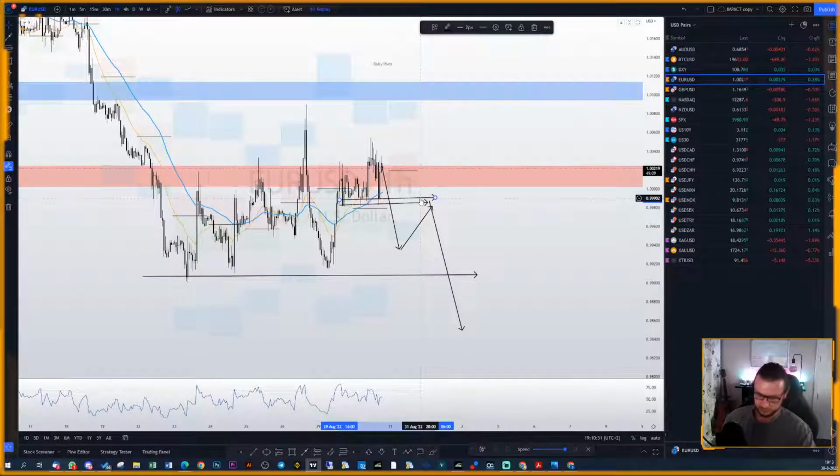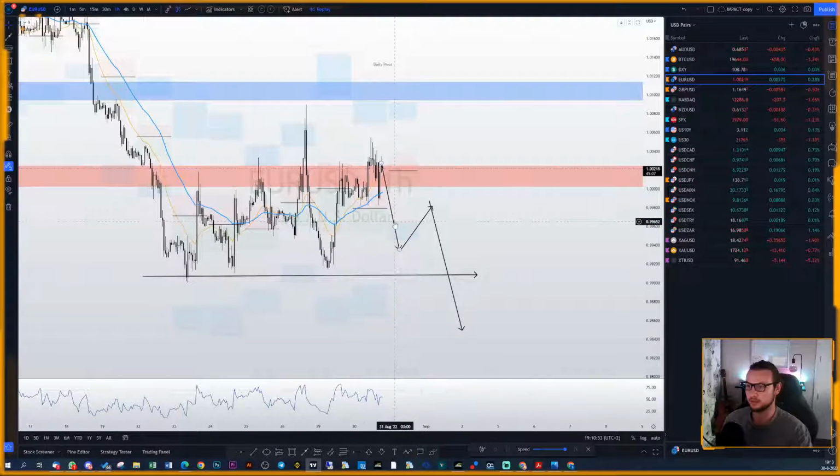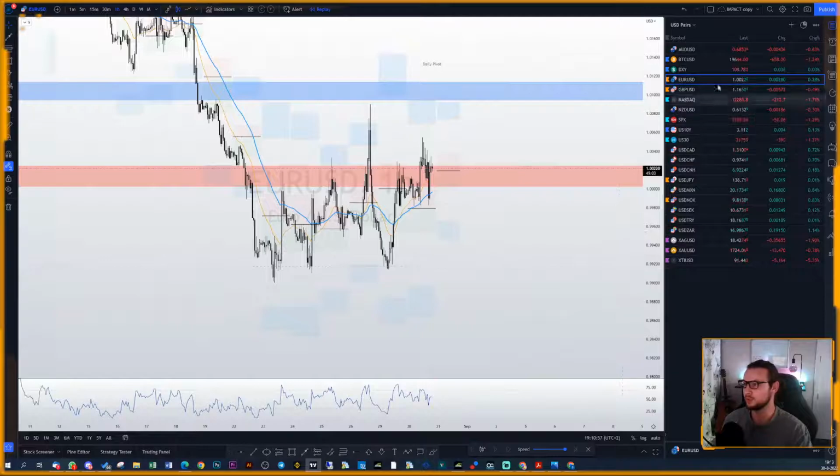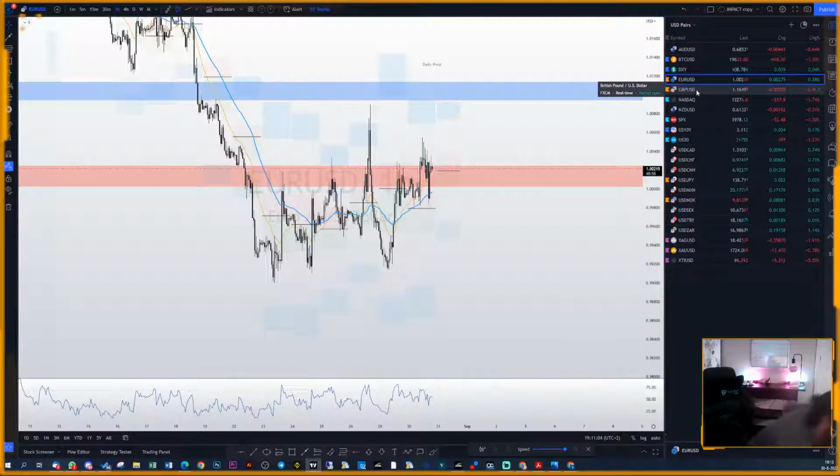Okay, so I'm gonna delete that. If you guys have any pairs that you want me to go over, I can do that. It doesn't have to be dollar related. It can be Euro AUD or something. I'm just gonna open my door.